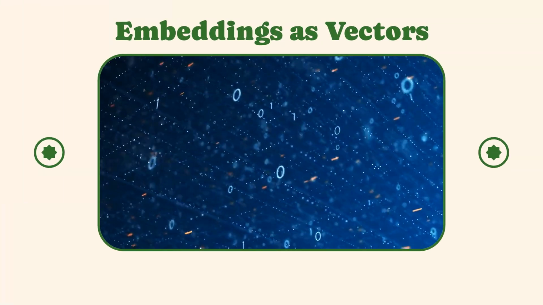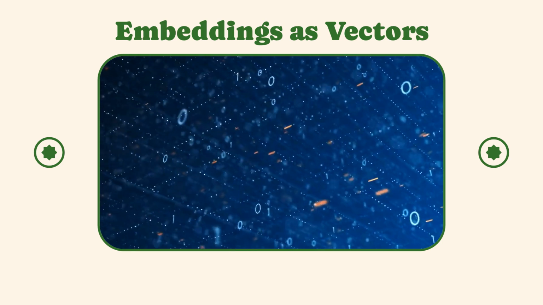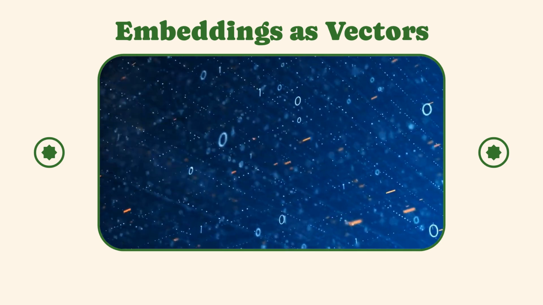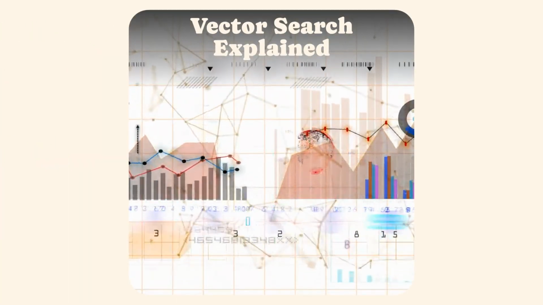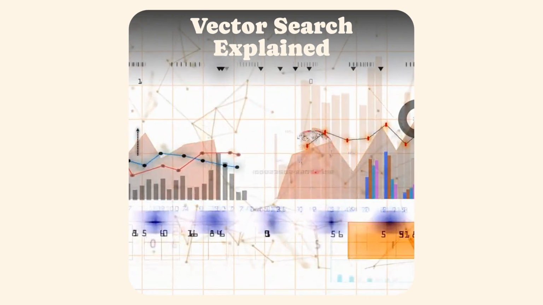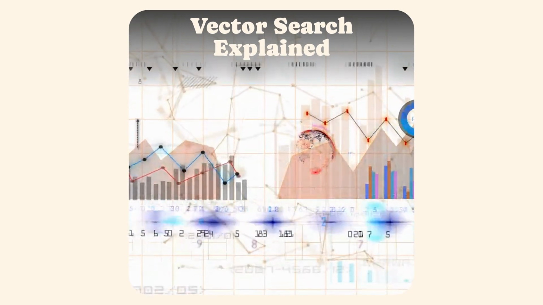RAG relies on embeddings, which are numerical vectors that represent meaning. Similar sentences or concepts land close together in this high-dimensional vector space. The retrieval job is to embed the user's question, then find the nearest neighbors or the most similar vectors to return the top results for context.